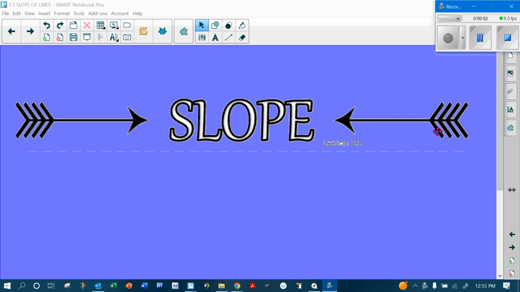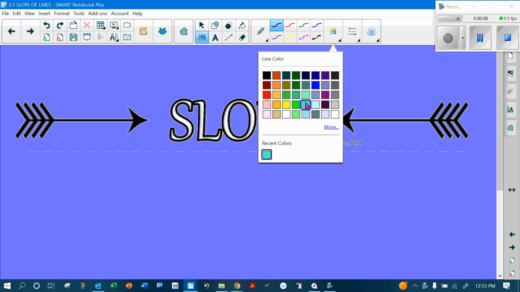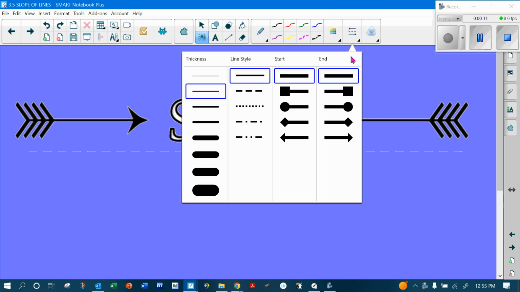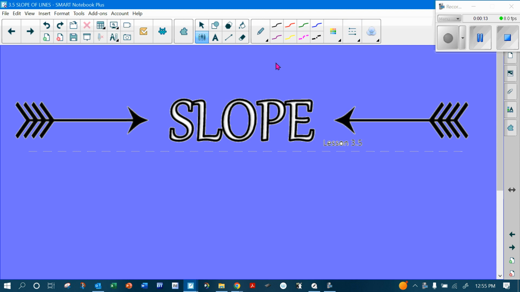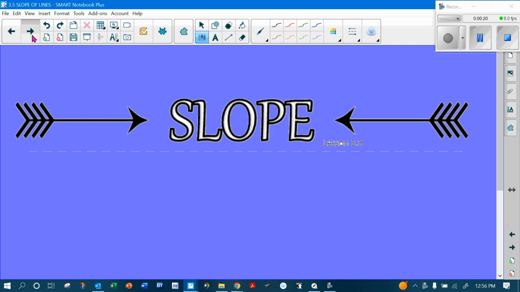Okay, so we're doing 3.5 right now. So we are going to look at slope. This is very familiar to you, or should be, because you did slope all in Algebra 1. And we've done it quite a bit here as well. Okay, so here we go.